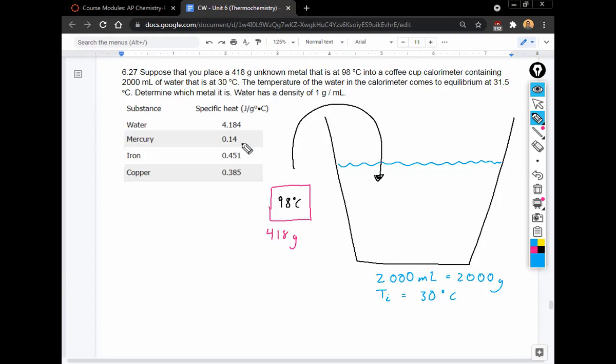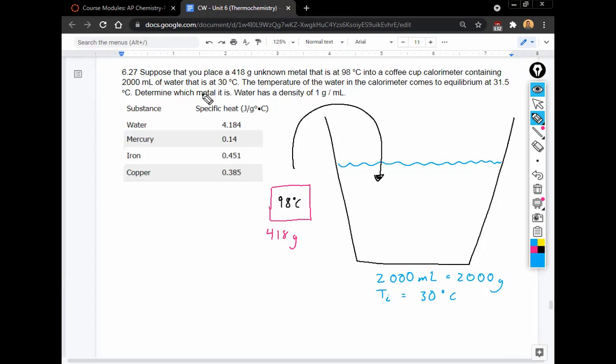Okay, so we'll stop right there. Let's just think about this logically. The piece of metal is hotter than the water, right? So if I put a hot piece of metal into water, what's going to happen to the temperature of the water? Yeah, the temperature of the water is going to go up, but what's going to happen to the temperature of the metal? Yeah, the temperature of the metal is going to go down. And they're going to meet somewhere in the middle, right? And so that's what's happening right here.